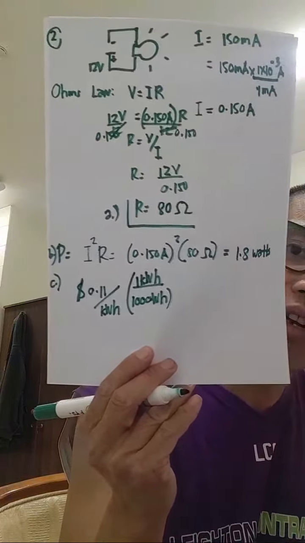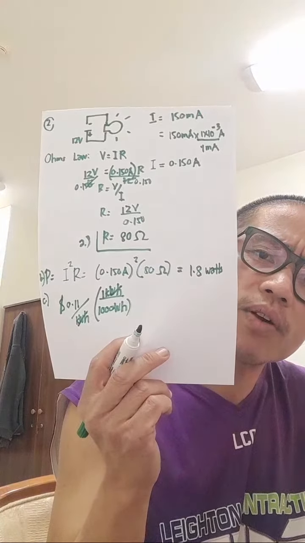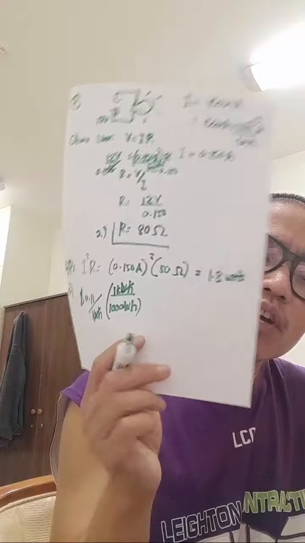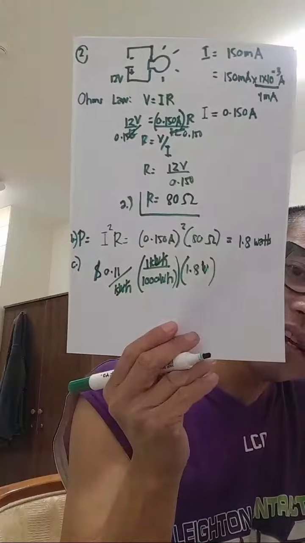Conversion factors only, basic mathematics. And then you convert the kilowatt hour; what is left is the watt hour. Since you now have the watt hour and you also have the power of 1.8 watts, you can use that for your conversion. So multiply that with 1.8 watts. Here, you can now cancel the watts. What is left is the hour.